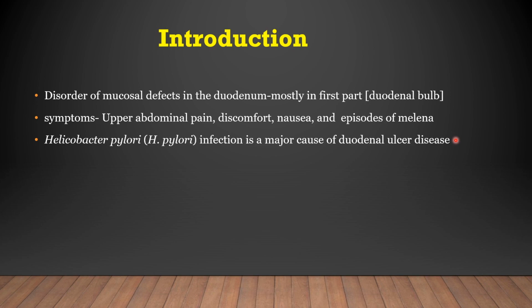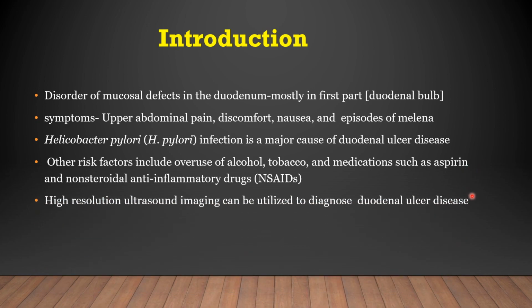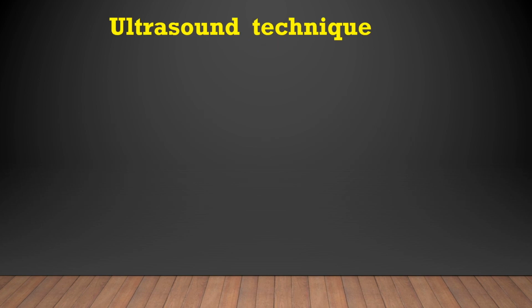Helicobacter pylori, that is H. pylori, infection is a major cause of duodenal ulcer disease. Other risk factors include overuse of alcohol, tobacco, and medications like aspirin and non-steroidal anti-inflammatory drugs. High-resolution ultrasound can be utilized to diagnose duodenal ulcer disease in symptomatic patients.